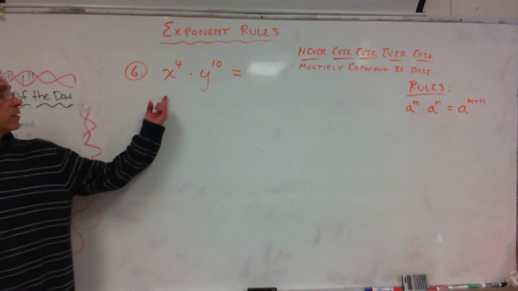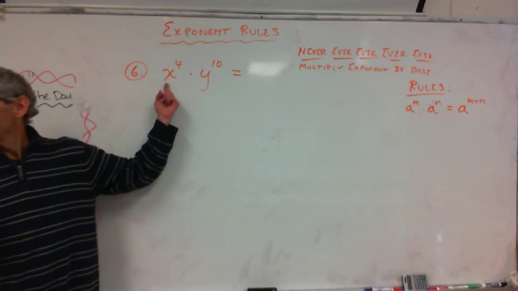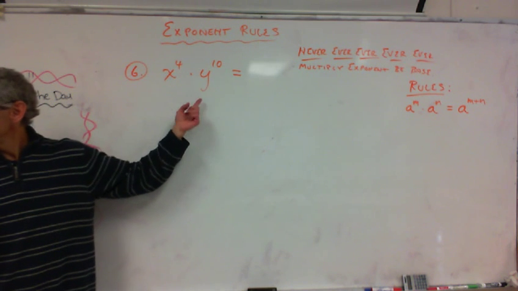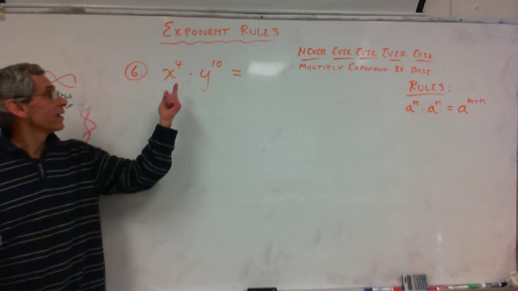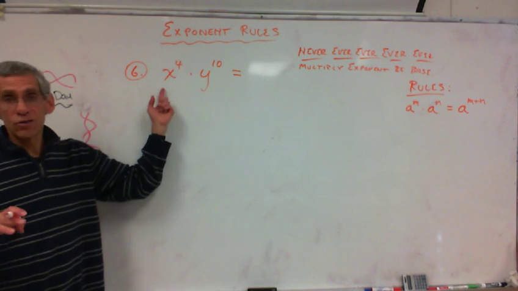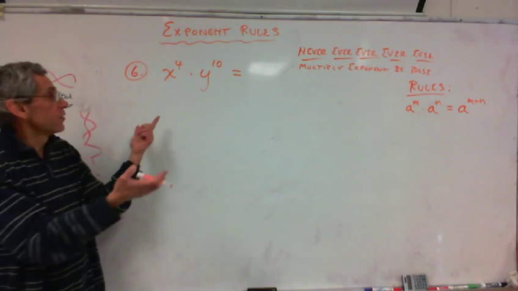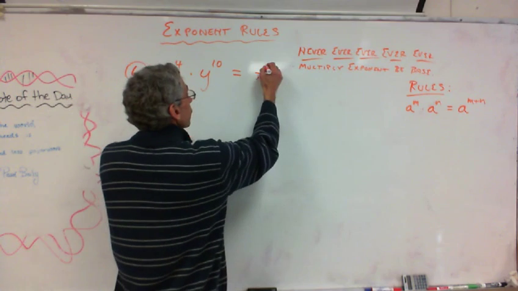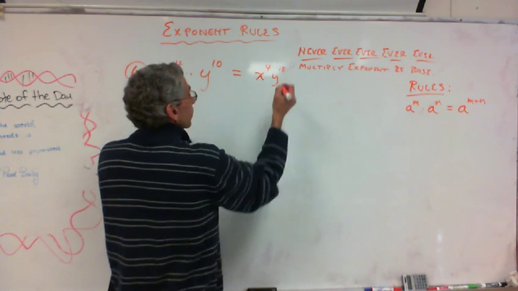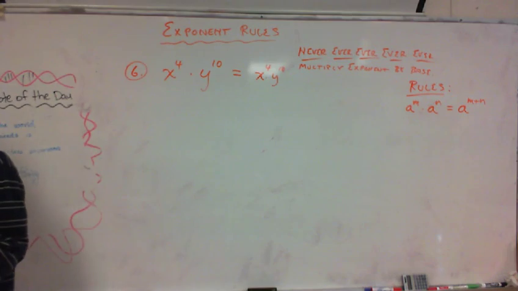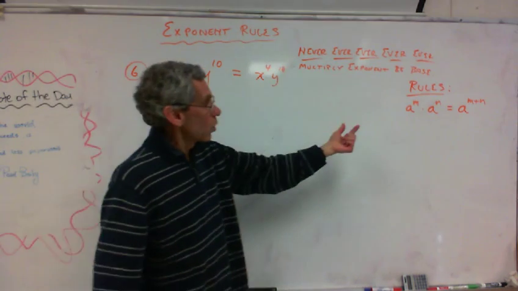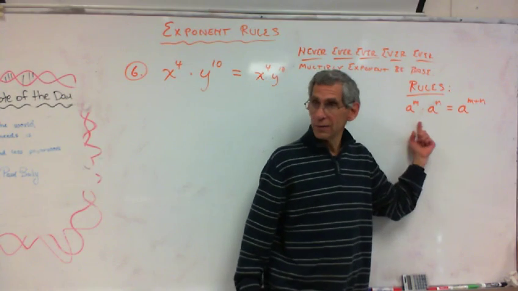It's just x to the 4th times y to the 10th. They are not same bases, right? I cannot add these. They're totally different bases. I can't add exponents. I just have to leave it the way it is. It's just x to the 4th, y to the 10th. That's all I can do. I cannot combine it. This rule is only when you're talking about same bases, right?